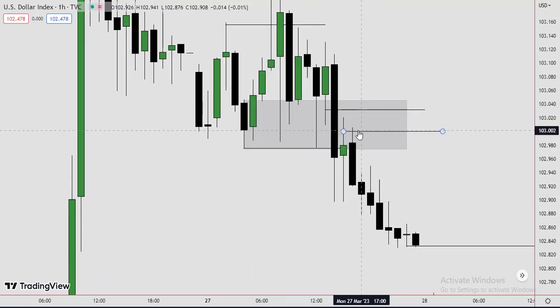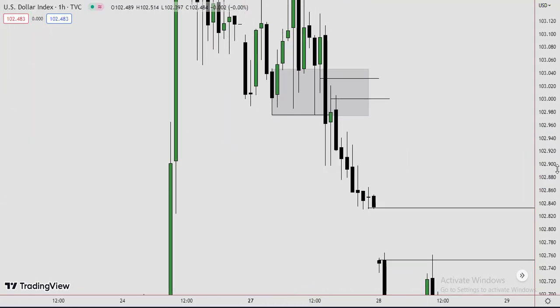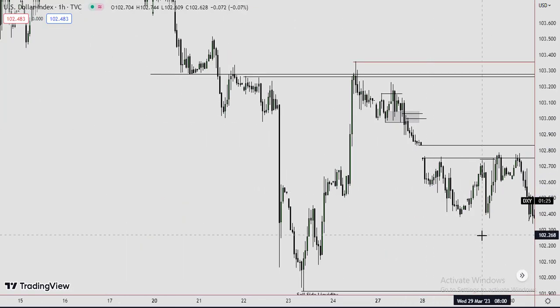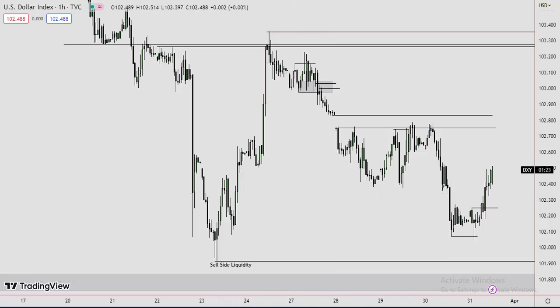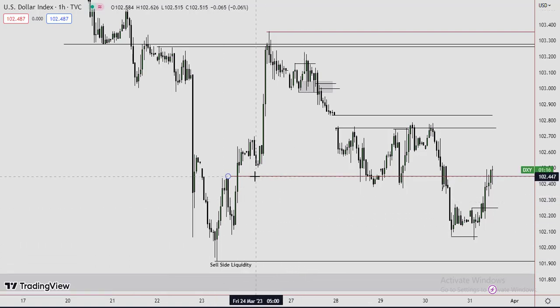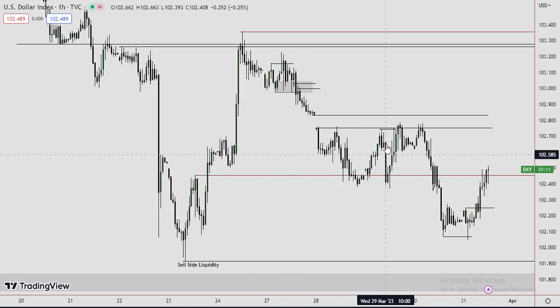So price traded into that implied fair value gap. Look at the precision. Price traded into it, tapped into it, and started to pull down. So where is it heading for? We already outlined at the beginning of the week that we were looking to see price trade into this mitigation block to either form the low of the week around this mitigation block before it started going up. Price traded into that level on Tuesday.